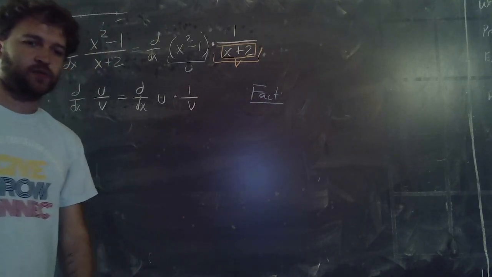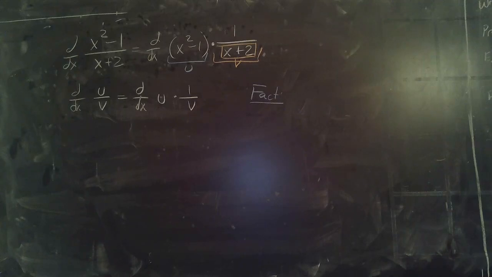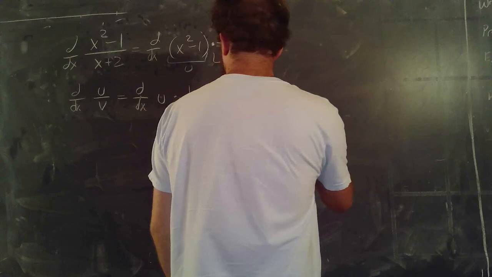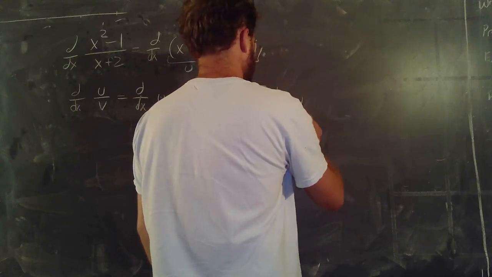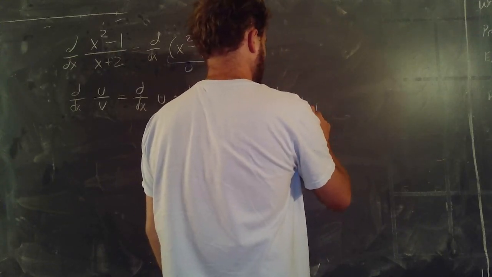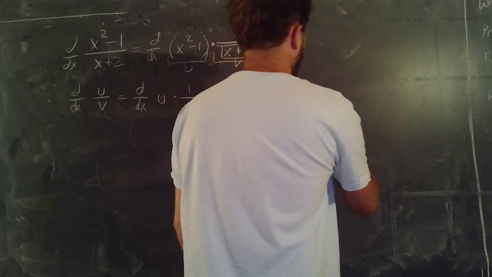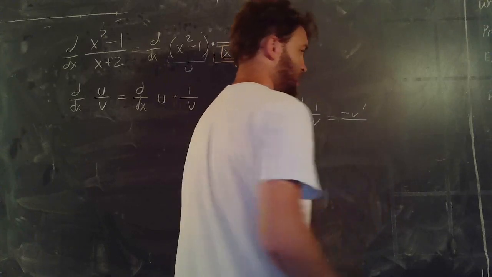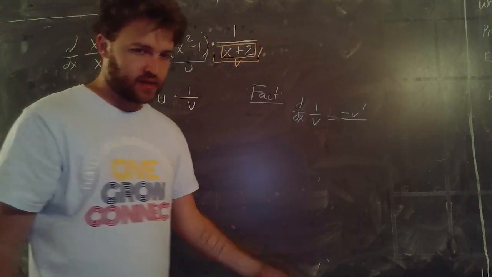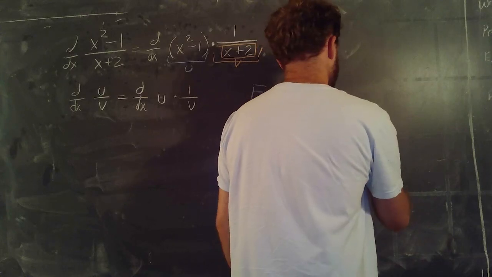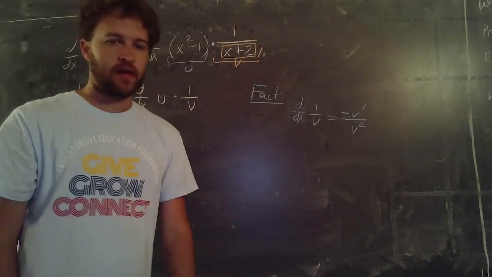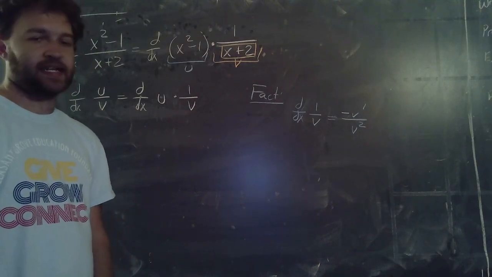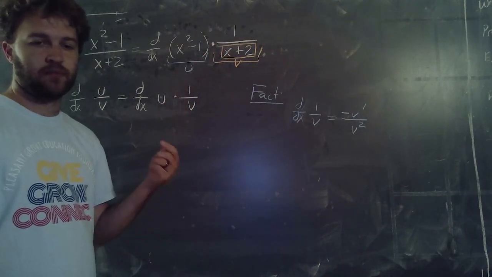This is in fact how this works, but we will prove this at a later date when we have discussed the chain rule. And that fact is that when you take the derivative of something like 1 over v, you get negative v prime, so the negative of the derivative of the thing that's on the bottom, over v squared. And that just is what the derivative is. So we can apply that simple formula to our example problem if need be.